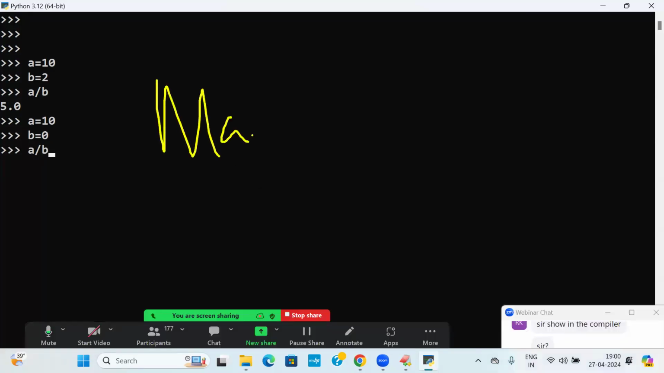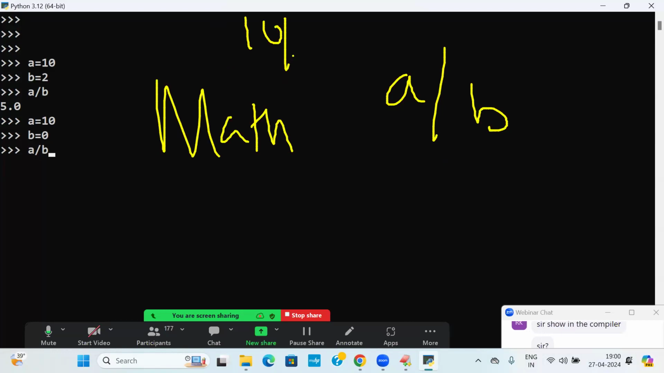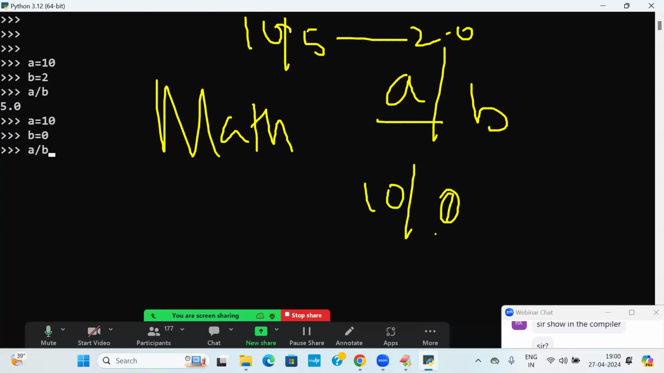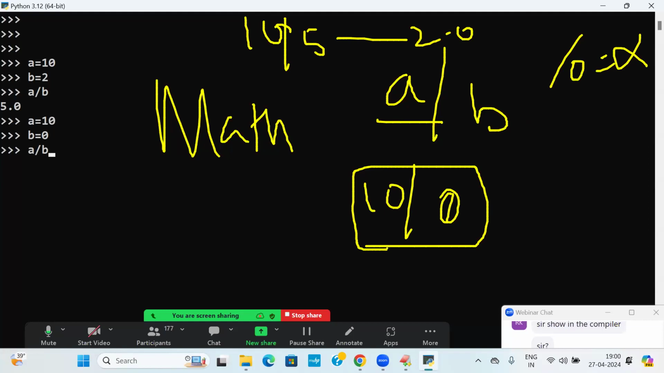In mathematics, A is called a numerator, B is called a denominator. When 10 by 5 is passed, it is called a correct input, giving the answer 5.0. When I am passing A value 10 and B value 0, it cannot calculate. Your environment will not calculate. Anything by 0 in any language is called infinity in mathematics. Childhood days, they will explain. Such a thing cannot be processed. That is known as what? Exception. It is known as an exception.